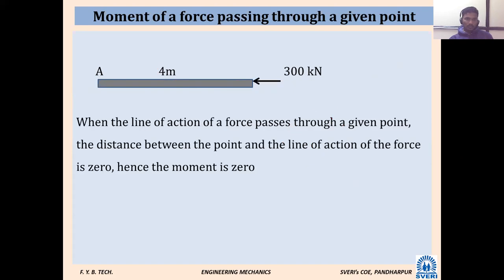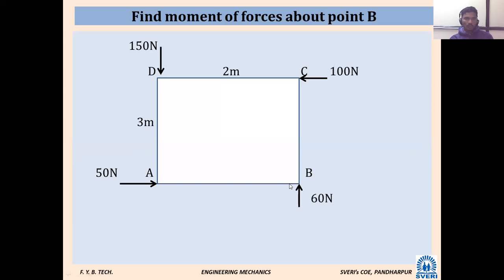So here, whatever I have told, the same is mentioned here, that moment is 0. Hence moment is 0 because the line of action of force is passing through that point. Just note down this. What is the question here? Find moment of force about point B. Where is point B? Here.